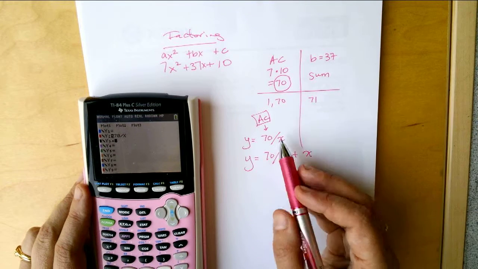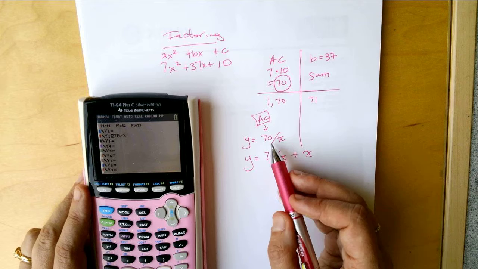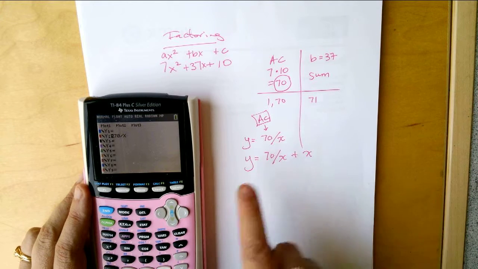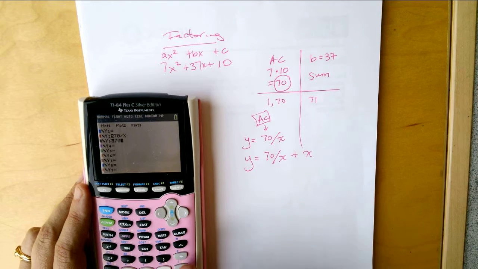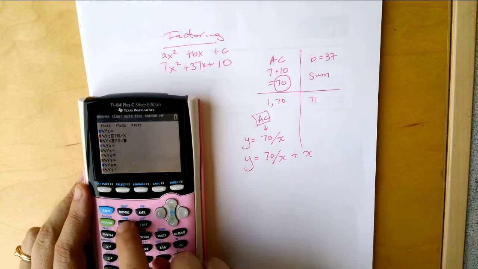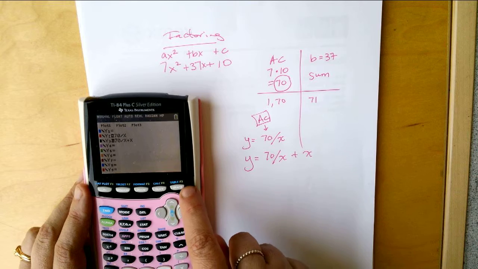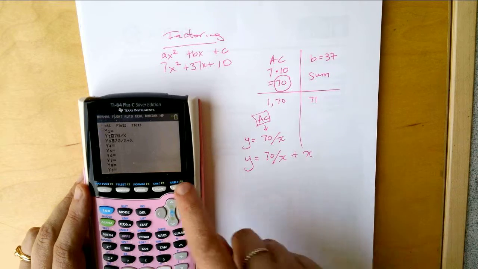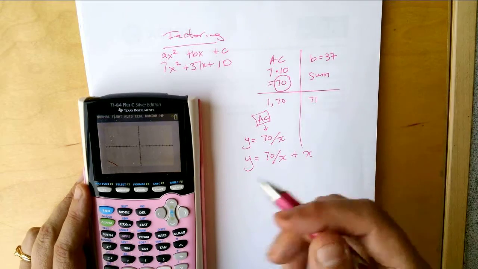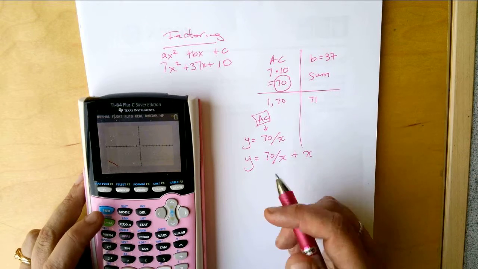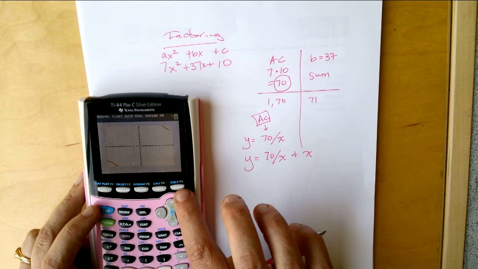What this is going to do is take all the numbers of x and divide them into 70. And then on the second line, it's going to take those same numbers that you get, the factors, and add the two factors together. So we go plus x. Now we don't want to graph this. If you press graph, you're going to see a strange shape, and that means nothing to you. What you want is the table of values.